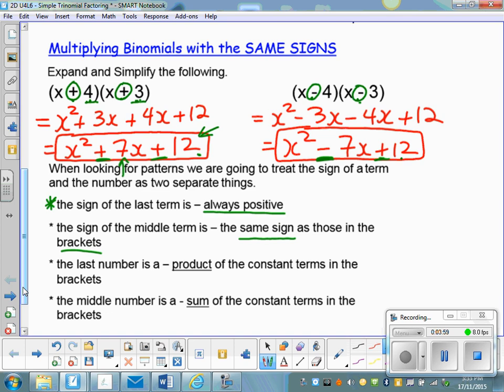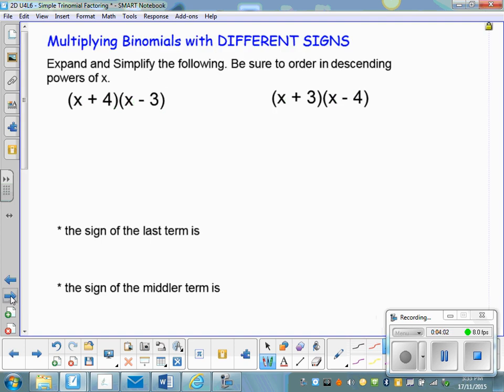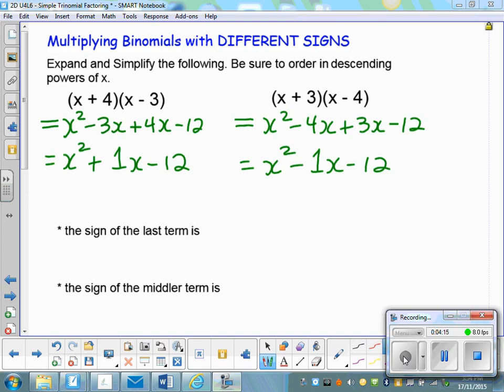Let's take a look at what happens when the binomials have different signs. Same thing, you can pause the video here and expand both of these questions, and then check and compare to my answers. This time you can see in the first example, the 4 is positive and the 3 is negative, and in the second one, the 3 is positive and the 4 is negative. That's the difference in the questions, and the answers look quite similar. The only real difference in these two answers is the sign that we get with the middle term.